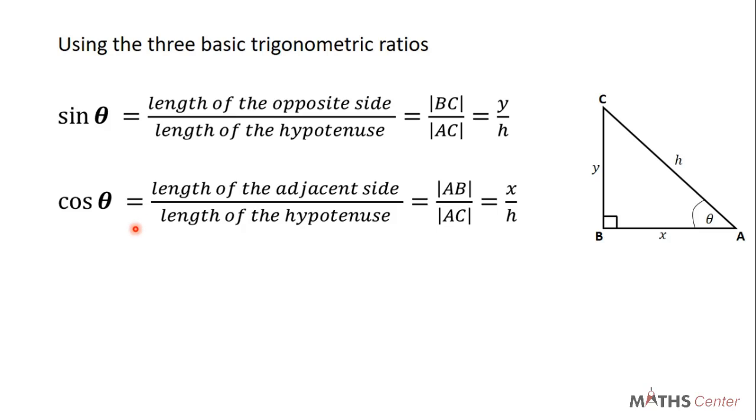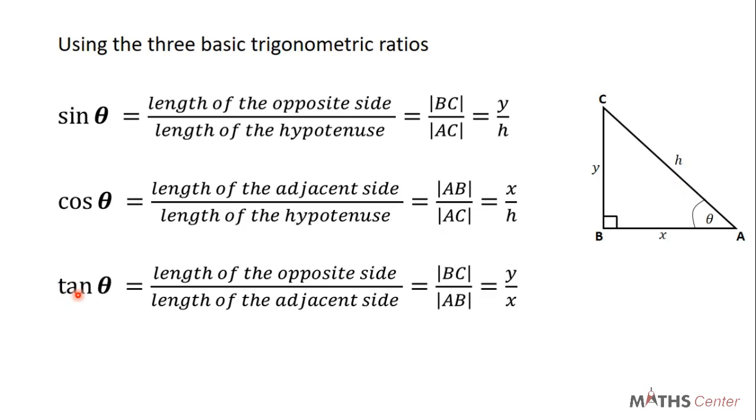The next one we are going to consider is the next trig ratio, which is cos. Cos of theta, or cos of an acute angle in a right angle triangle, is equal to length of the adjacent side. In this diagram, the adjacent side is X if you are considering this angle theta. So adjacent to theta is X, divided by length of the hypotenuse. The hypotenuse is H. So we have X divided by H.